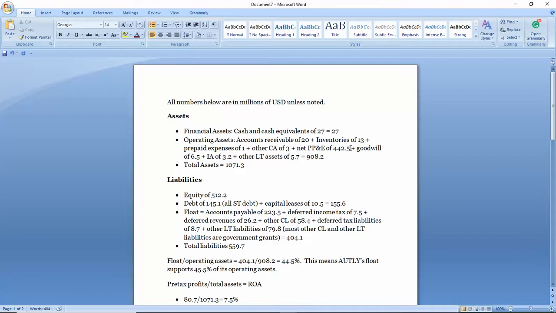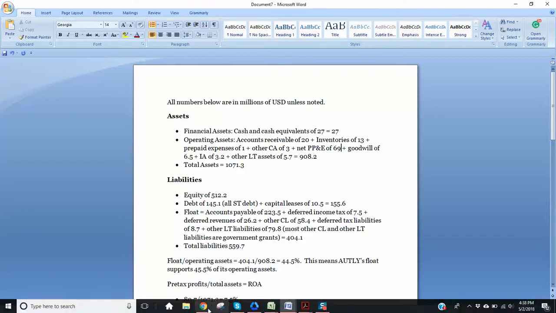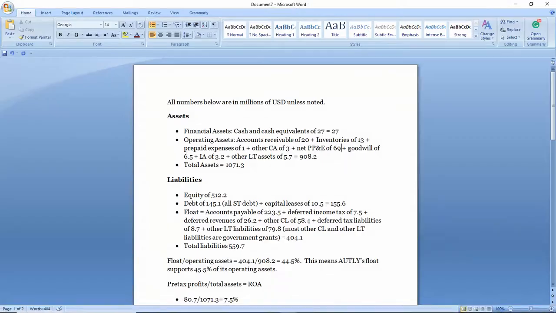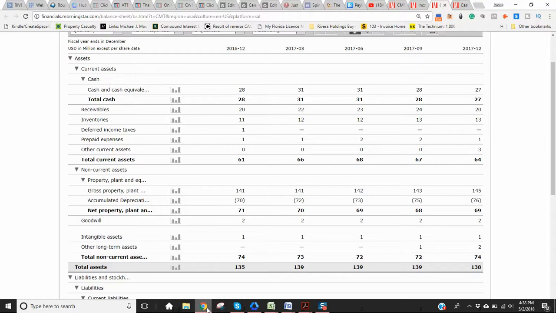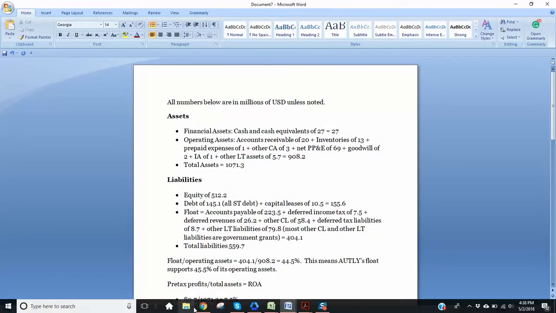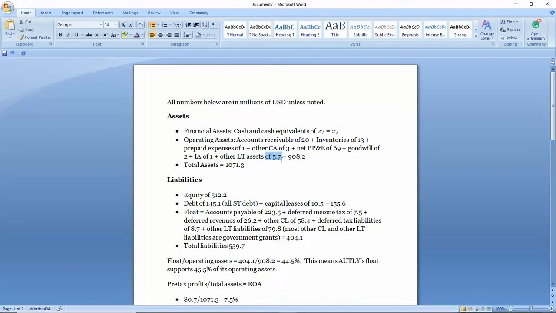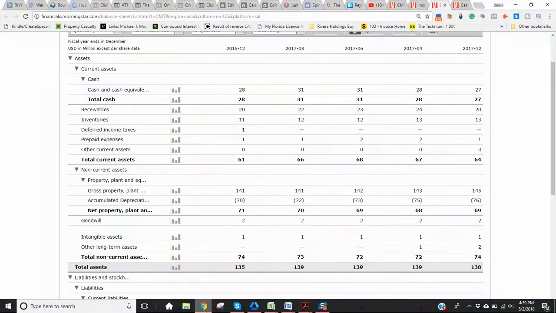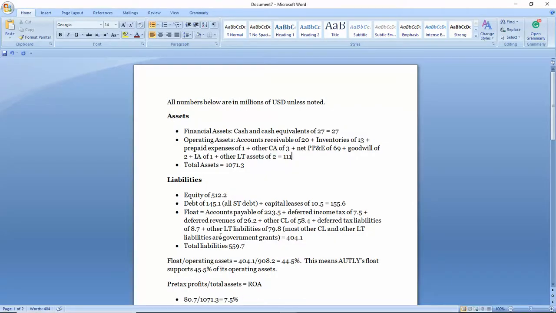plus net PP&E of 69. Goodwill of 2. Intangible assets of 1. And other long-term assets of 2 equals... before I start talking about everything, let's make sure everything adds up properly. So 20 plus 13 plus 1 plus 3 plus 69 plus 2 plus 1 plus 2 equals 111. Okay, 111 plus 27 equals 138. So we're doing good here.